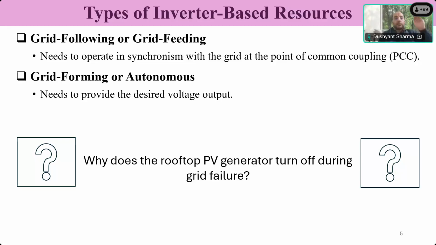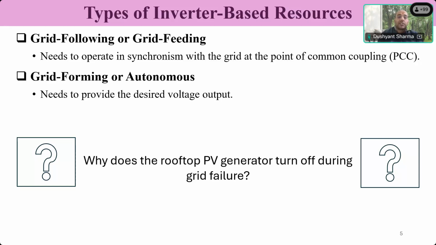Let's say we put a rooftop solar photovoltaic panel at our homes, and we use an inverter and we connect it to the grid. Again, the grid is very strong. We cannot play with the grid voltage. Whatever is the grid voltage, our output should match the grid voltage. That is what synchronism is.